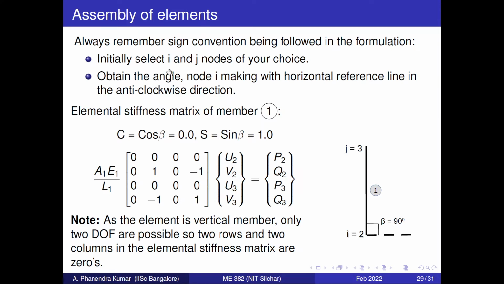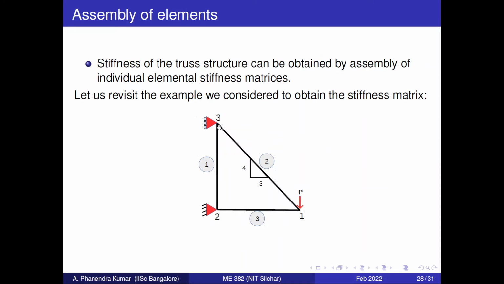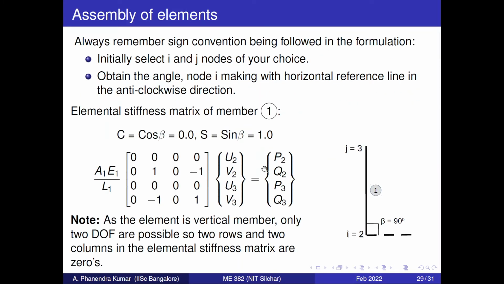These are the two main steps. Most of the mistakes are made in these steps while formulating the stiffness matrix for an individual element, where your whole problem might go wrong if you make a mistake in these two steps. Select the nodes i and j initially, then find the angle the horizontal is making with respect to node i in the anti-clockwise direction. Even the direction is very important. We'll see that when we see the inclined member 2.